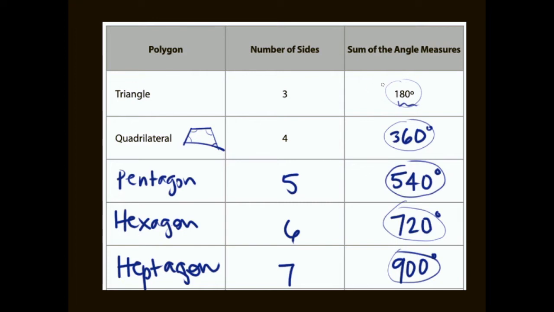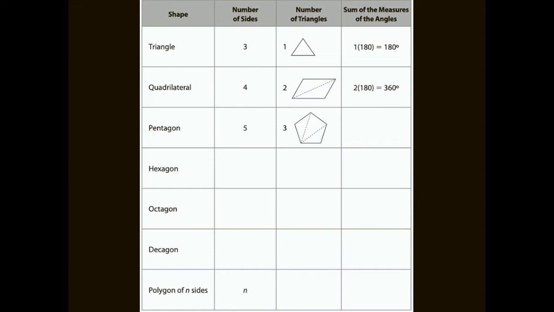So maybe you noticed that the sum of the angle measures in a triangle is 1 times 180. And in a quadrilateral, it's 2 times 180, that's 360. And a pentagon is 3 times 180, and so on. This is 4, and a heptagon is 5. Interesting. There are other patterns you could have noticed too, but this is one that's going to be particularly useful to us today. So let's take a look at this table.